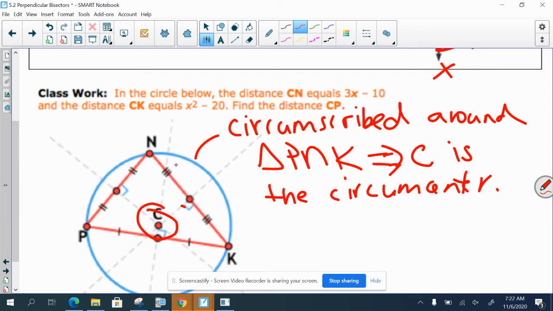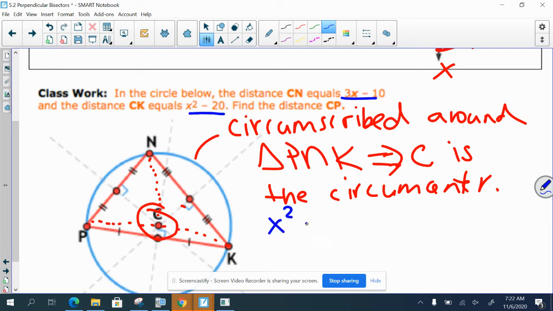Here it says that CN, and notice that CN is not drawn in, but if we drew it here, CN and CK and CP, we know that one of the properties of the circumcenter is that it's equidistant from the vertices of the triangle. Therefore, they would all be congruent. So CP, CN, and CK are equal to each other, their lengths. So that means that we can just take these two equations and set them equal to each other.